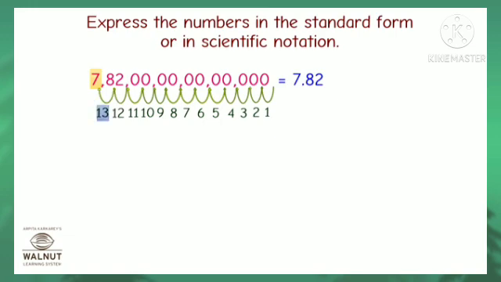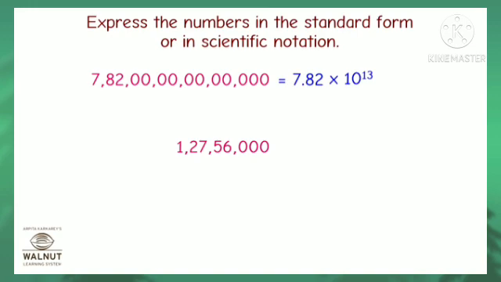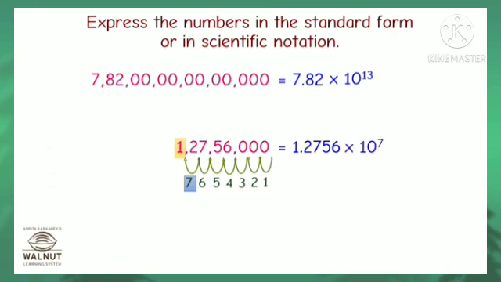The decimal has jumped 13 steps. Hence we write 7.82 into 10 raised to 13. Let's take a look at the next number. The decimal point will come after 1. Hence it will be 1.2756. And let's see the jumps of the decimal point. We have 7 jumps. Hence it will be 1.2756 into 10 raised to 7.